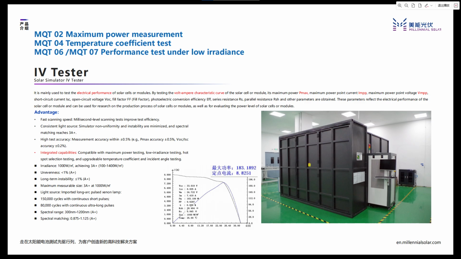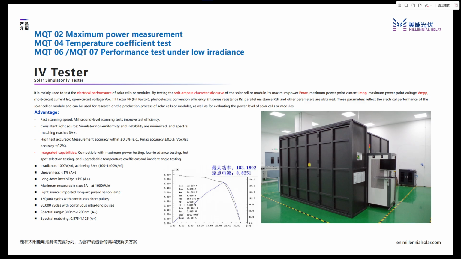Okay. Next, we come to MQT2, 4, and 6. MQT2 is the maximum power measurement, and MQT4 is the temperature coefficient test. MQT6 is SAT, which is basically the standard condition of test, to make sure we have that prepared before the test. And MQT7 is the performance test under low irradiance.